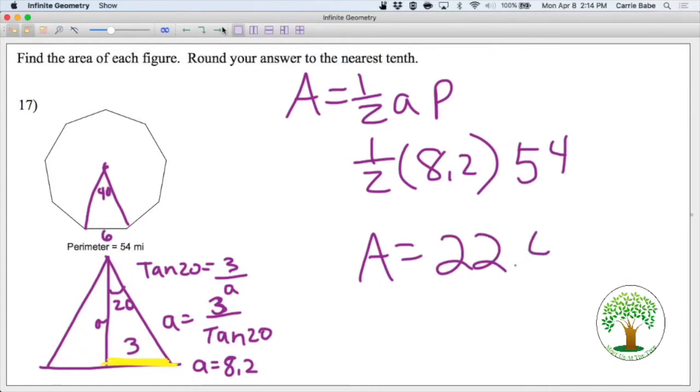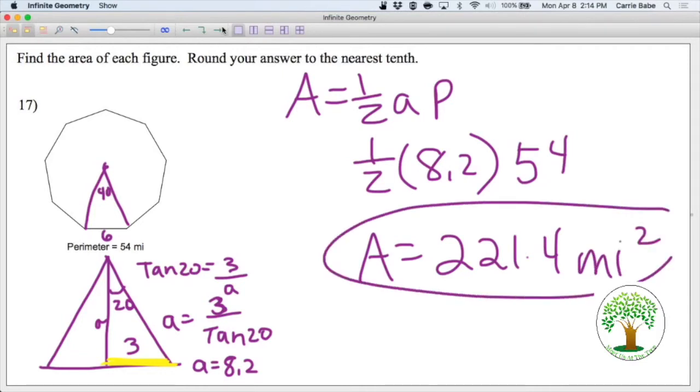221.4. I heard somebody confirm that. 221.4 miles squared. Yes, you only have one decimal to write the rest of it. Yes, ma'am. Miles squared.